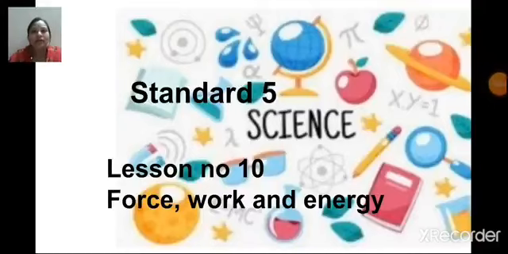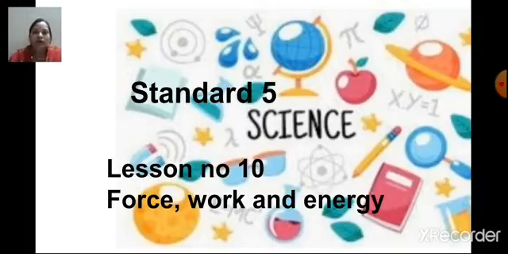Welcome children. We were discussing lesson number 10, force, work and energy. In the previous session, we discussed levers. Yes, we have discussed levers in detail. So what are levers, children? Yes, levers are an example of a simple machine.